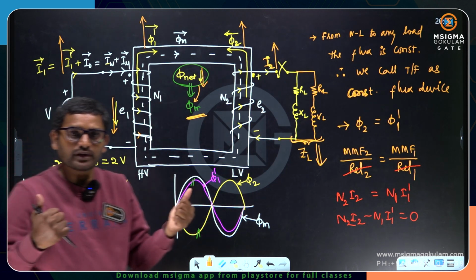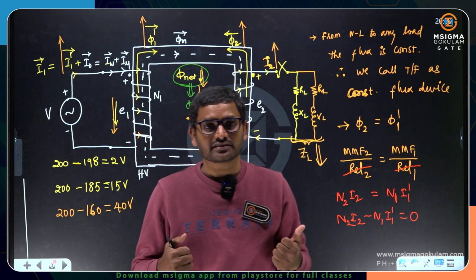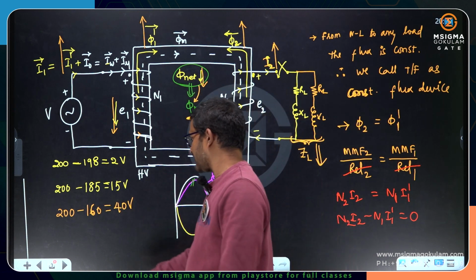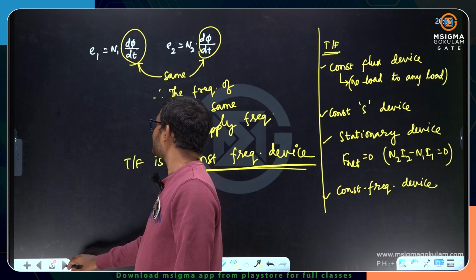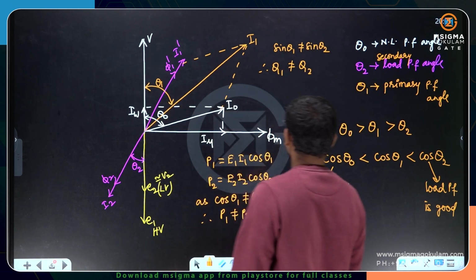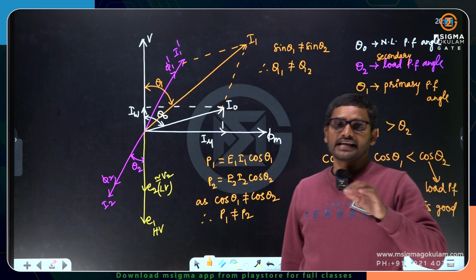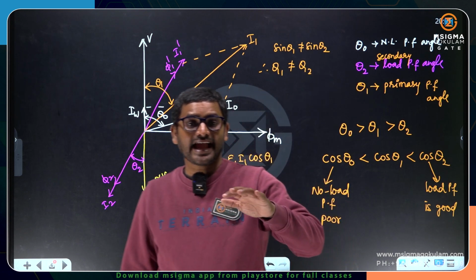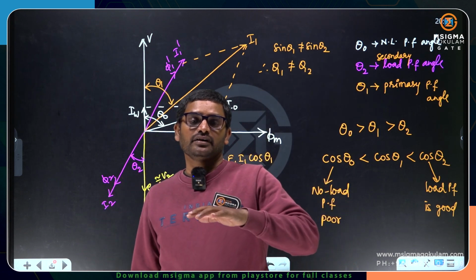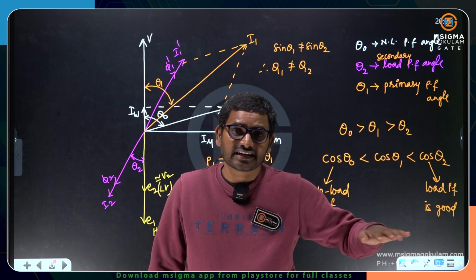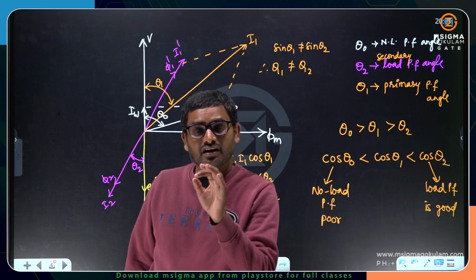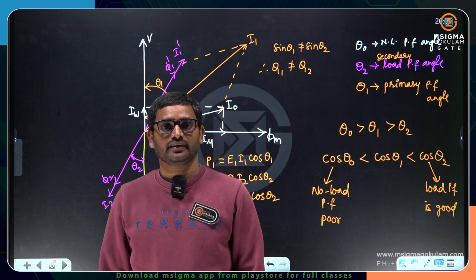How can you expect the same phase angles? The phase angles are not going to be the same. Therefore, we can say that a transformer is not a constant active power device. A transformer is not a constant reactive power device, but a transformer is a constant apparent power device.